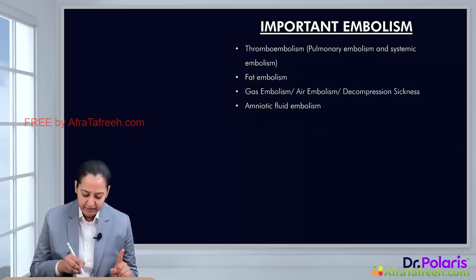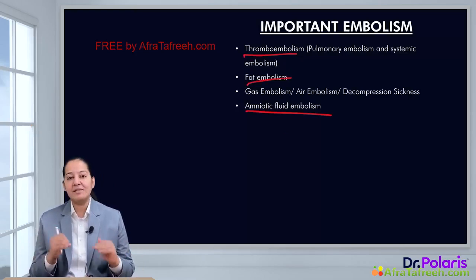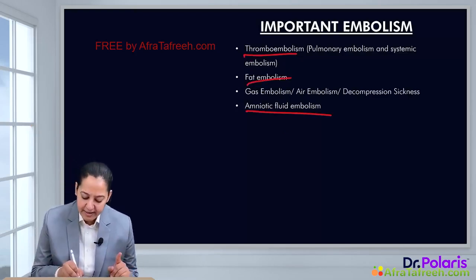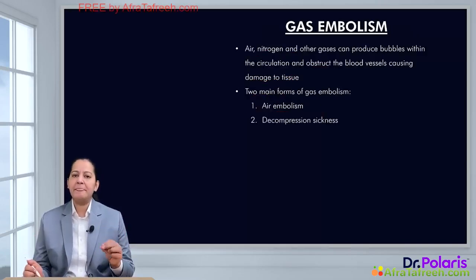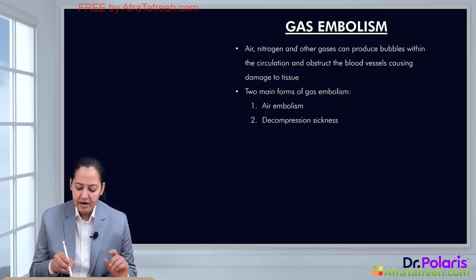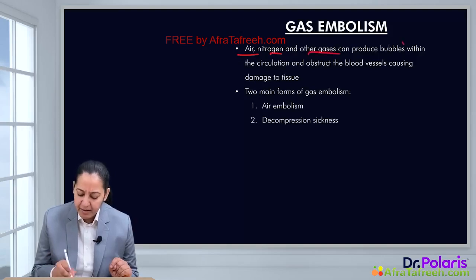So we are done with thromboembolism, fat embolism, amniotic fluid embolism. Now the last important embolism to be discussed here is gas embolism. So let me start with gas embolism. In gas embolism, as the name indicates, one of the gases, usually air, nitrogen or another gas, can produce bubbles in the circulation.